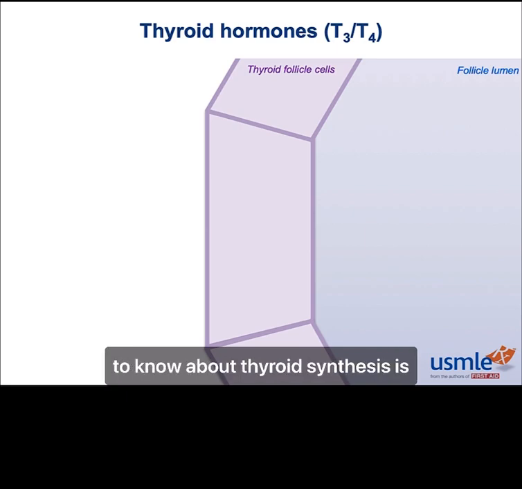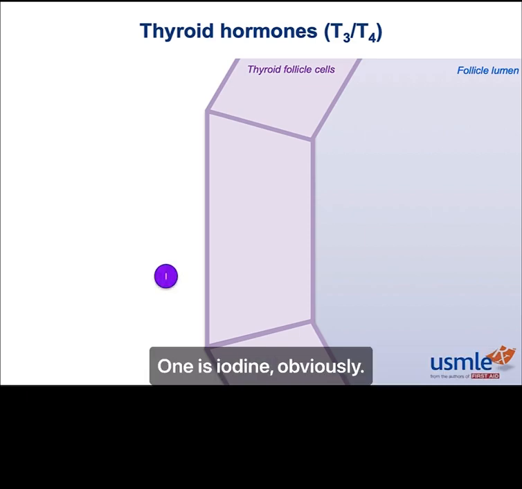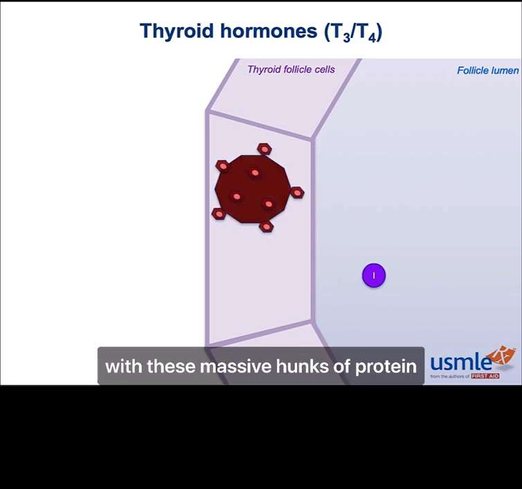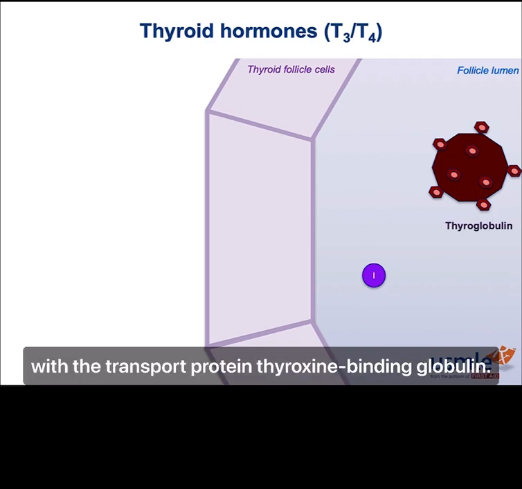Probably the most important thing to know about thyroid synthesis is what two ingredients thyroid hormone is derived from. One is iodine, obviously. The other is the amino acid tyrosine. Basically, the follicular cells toss iodide ions into the lumen of the follicle, along with these massive hunks of protein with tyrosine residues sticking out from all over them. This is called thyroglobulin, not to be confused with the transport protein thyroxine binding globulin.